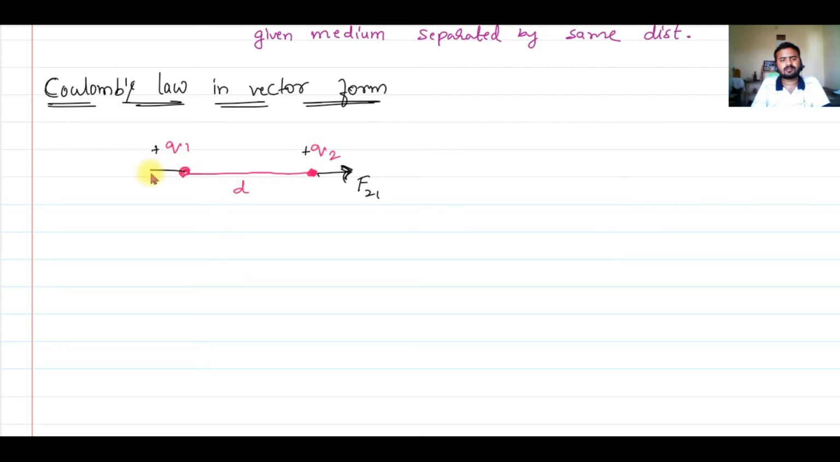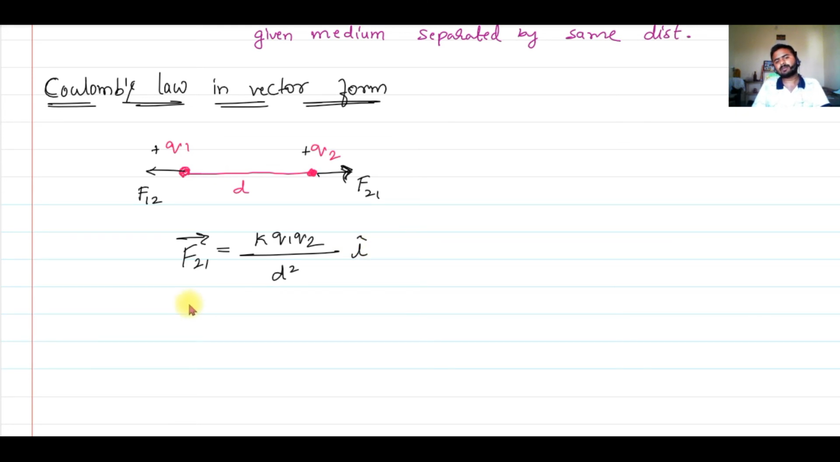And Q1 will experience a force to the left. Force experienced by the first charge due to the second charge is F12. Now if I want to write this in vector form, I'm going to write the F21 vector as, assuming again this is an air medium, K Q1 Q2 divided by d square into I cap.